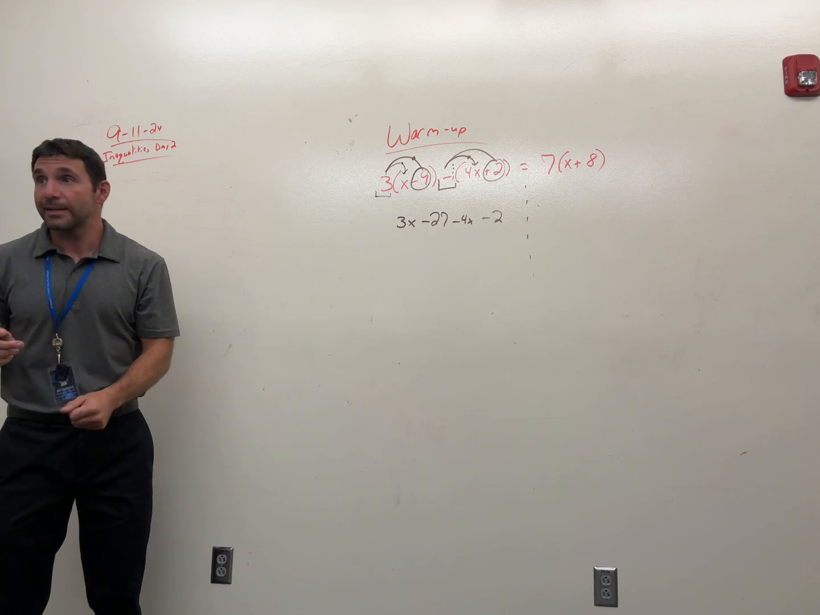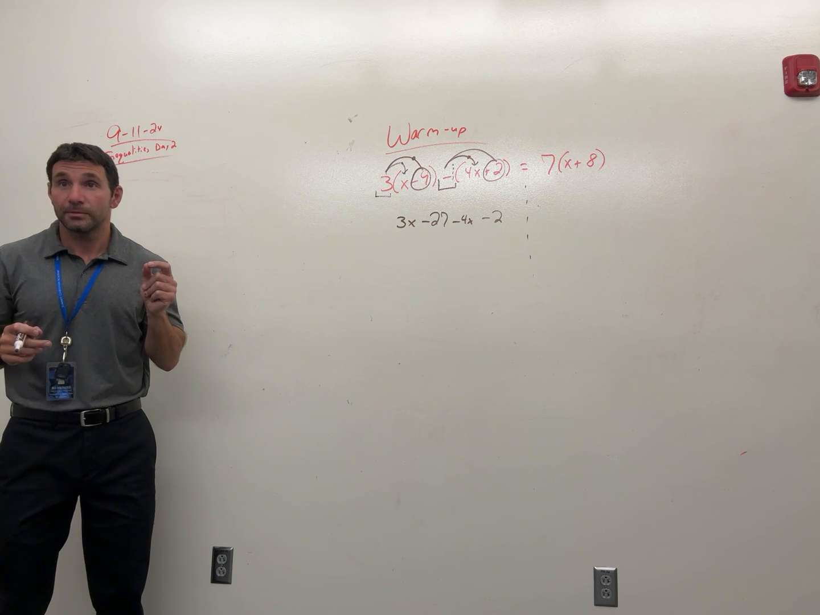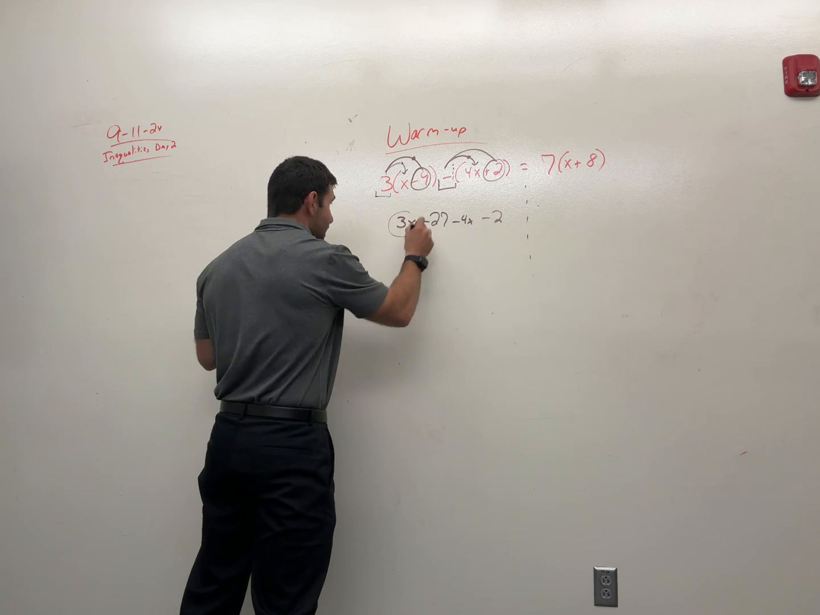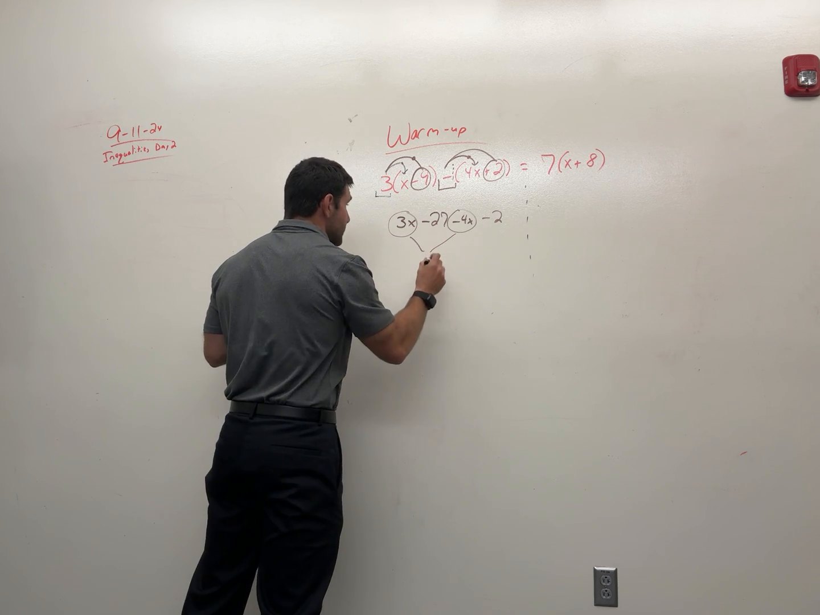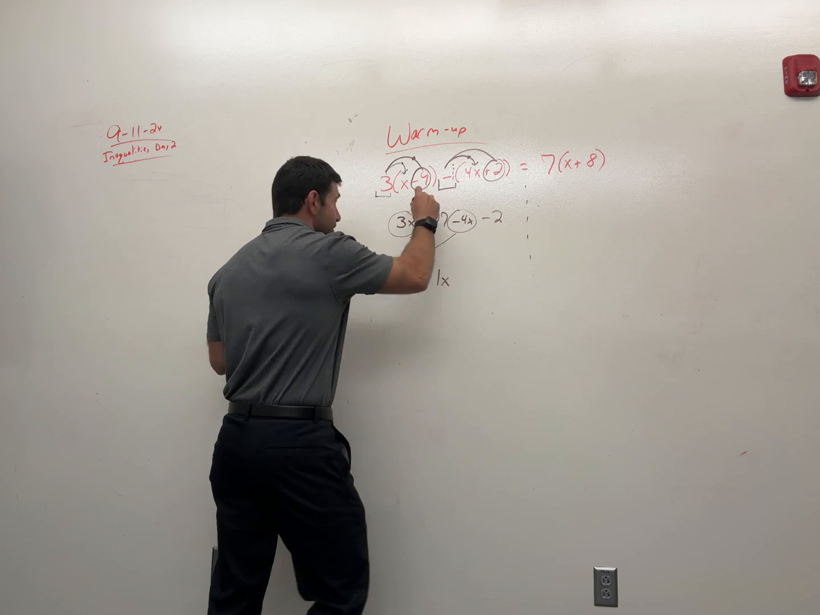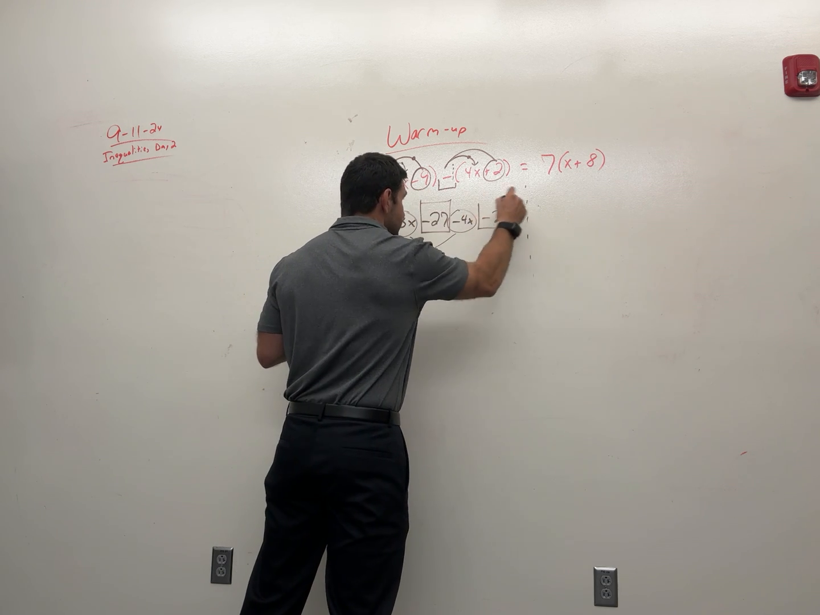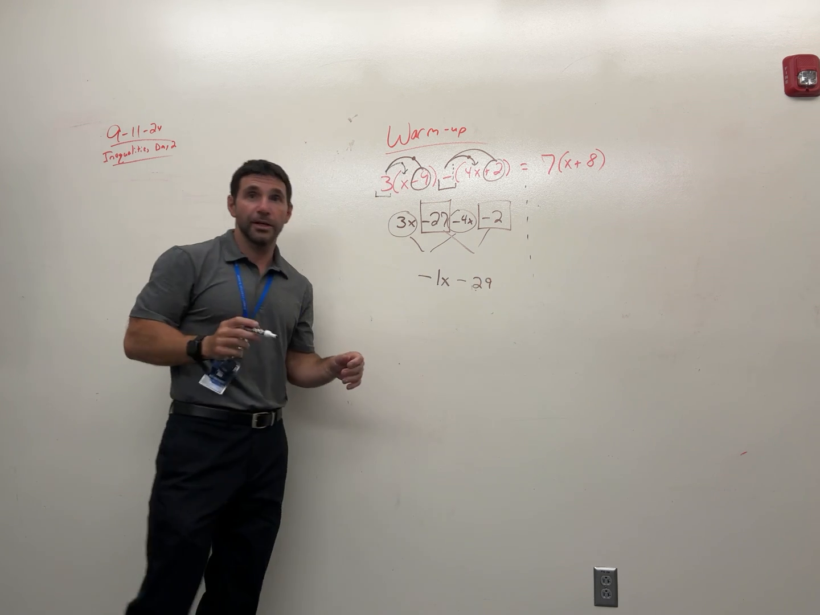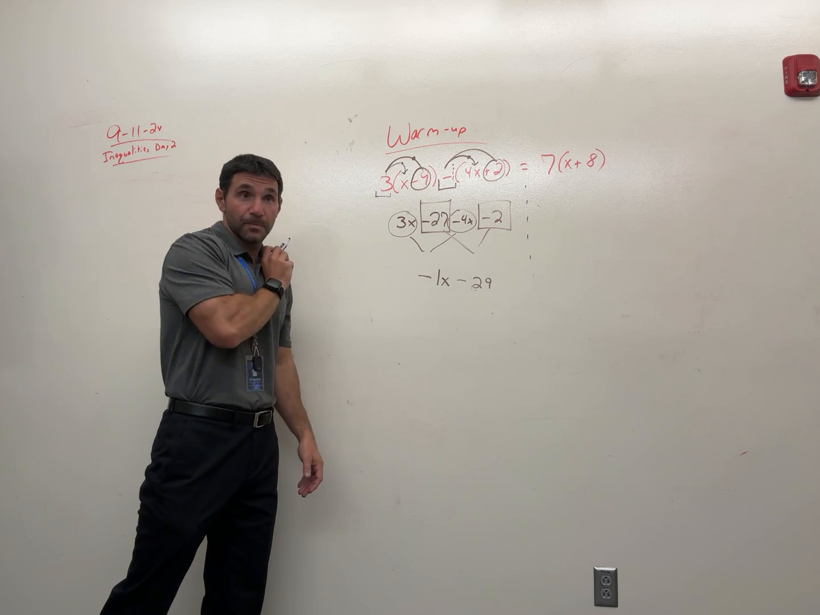Sticking over here with the left-hand side. Combine like terms on the same side, do the same thing it says. 3x minus 4x is -1x. -27 minus 2 is -29. Still good there? Yes? Okay.